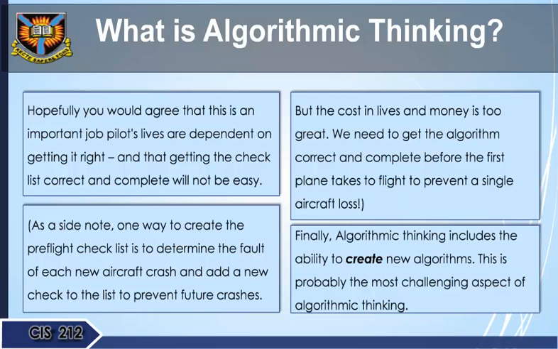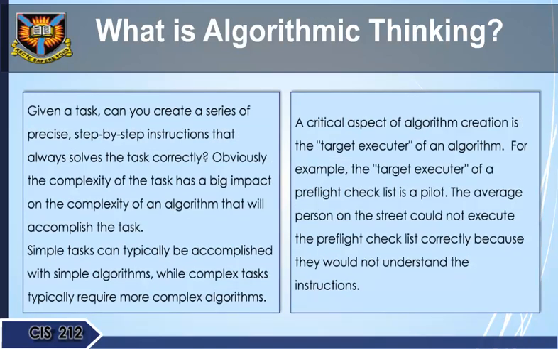This is probably the most challenging aspect of algorithmic thinking. Given a task, can you create a series of precise, step-by-step instructions that always solve the task correctly? Obviously, the complexity of the task has a big impact on the complexity of an algorithm that will accomplish the task. Simple tasks can typically be accomplished with simple algorithms, while complex tasks typically require more complex algorithms.